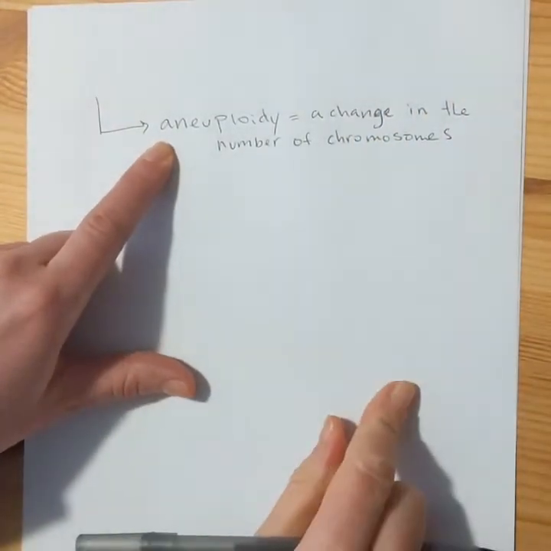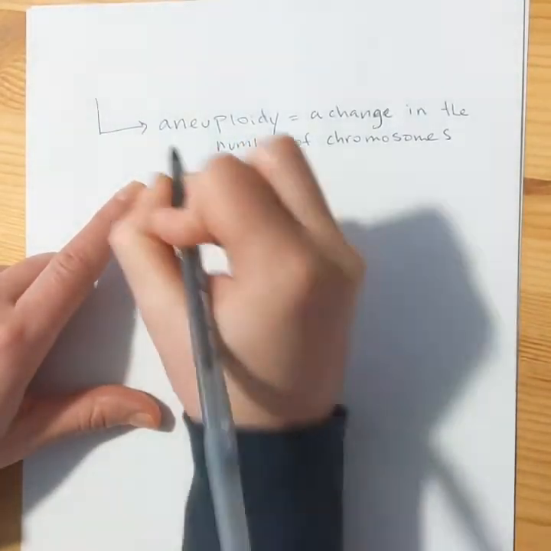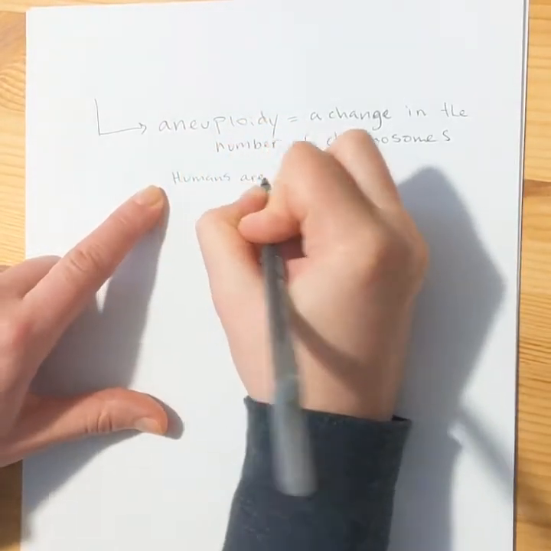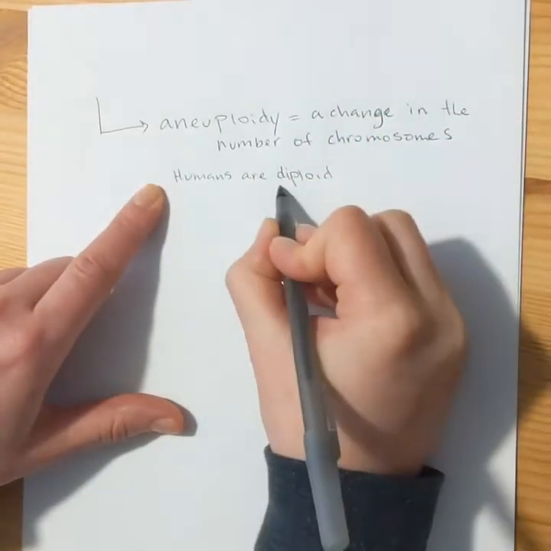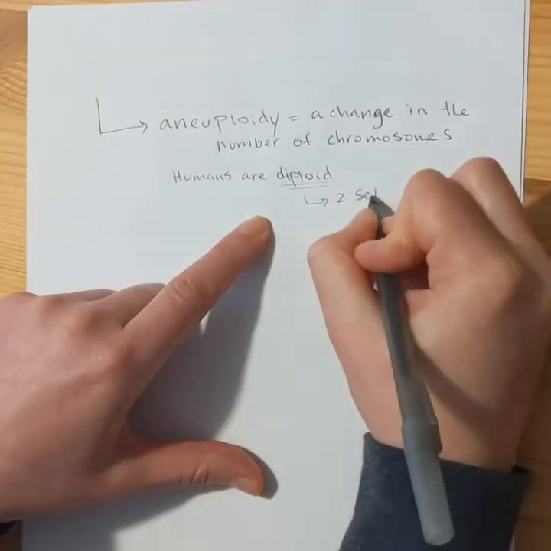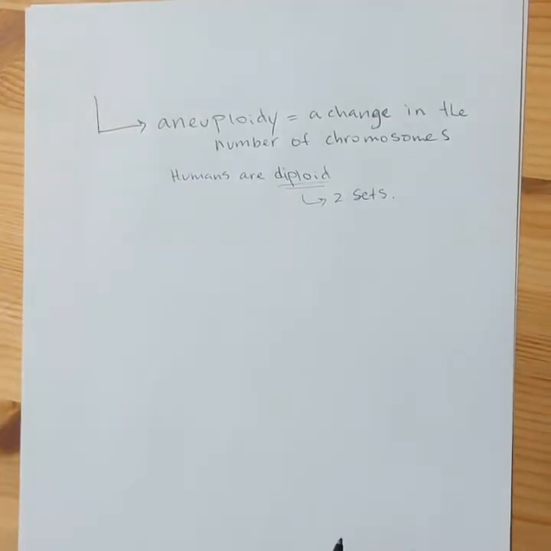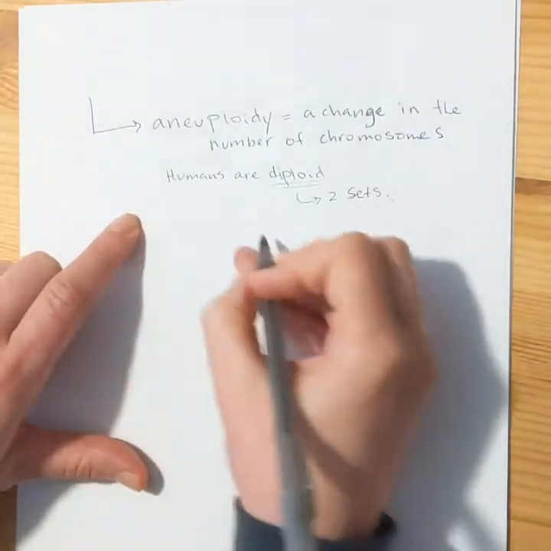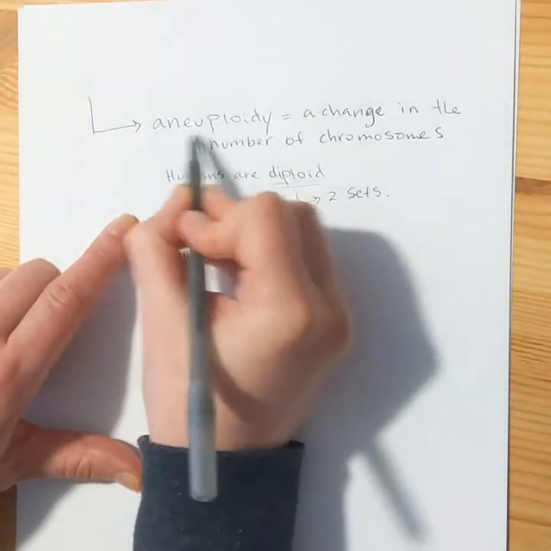A change in the number of chromosomes. Humans usually have 2 sets of chromosomes. We call that diploid. We have 2 sets of chromosomes in each of our cells. But there are differences between people, and some people have more than 2 or less than 2. So if you have more than 2 sets or less than 2 sets, it's an aneuploidy, and then we can get more descriptive.